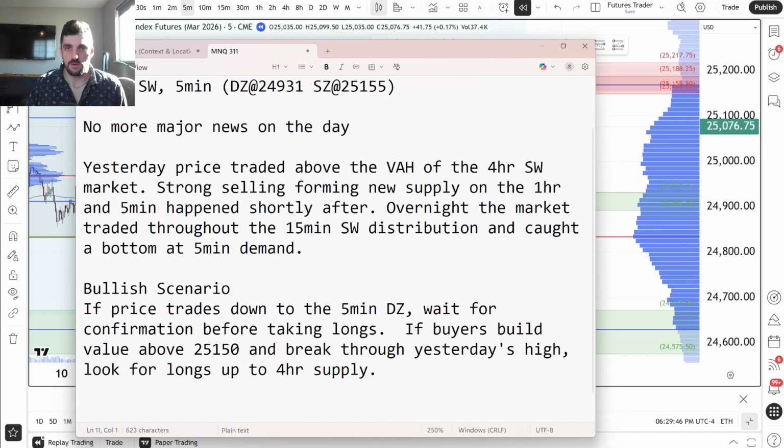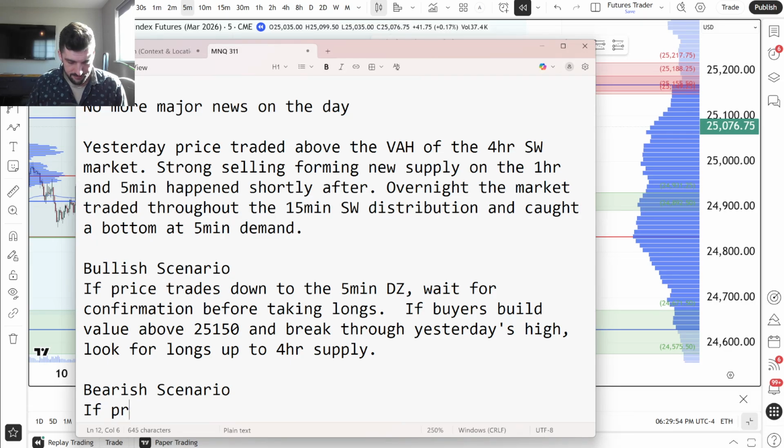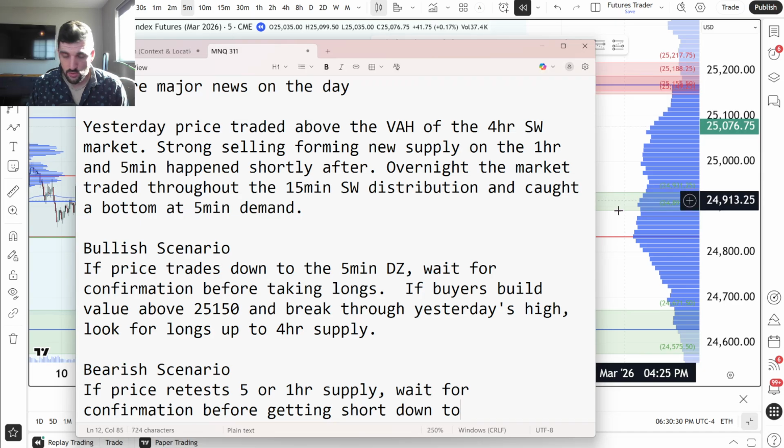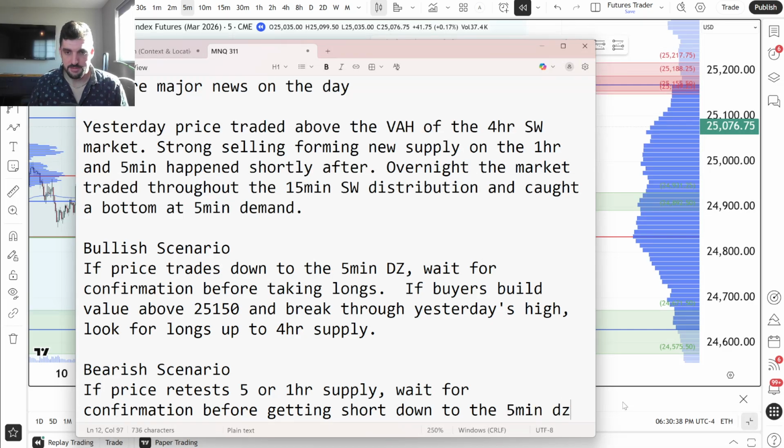Then I'm going to come up with my bearish scenario. My bearish scenario: if price retests 5 or 1-hour supply, before getting short down to, we'll call it 24,940, above that demand zone, down to the 5-minute DZ, demand zone. So that's one bear scenario.